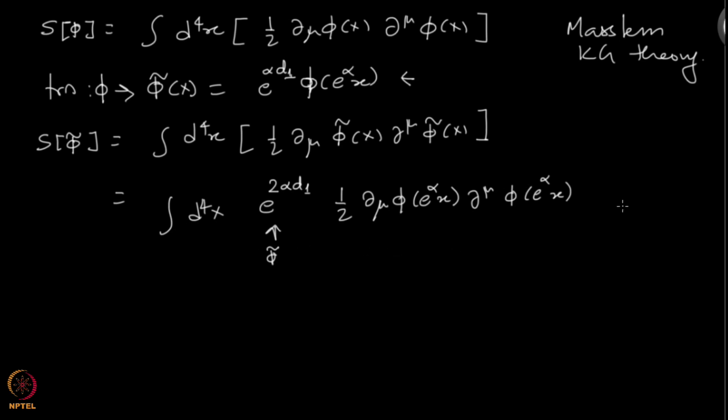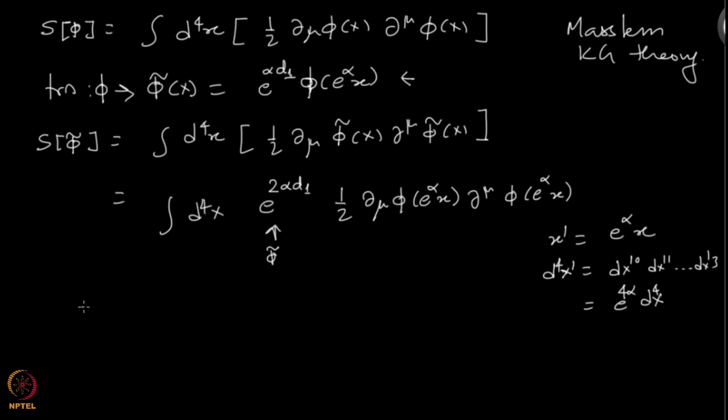We will write x prime as e to the alpha x. So we can immediately write that d4x prime, which is the same as dx prime 0, dx prime 1, dx prime 3, is e to the 4 alpha d4x. Each of these brings a factor of e to the alpha. So d4x is e to the minus 4 alpha d4x prime.